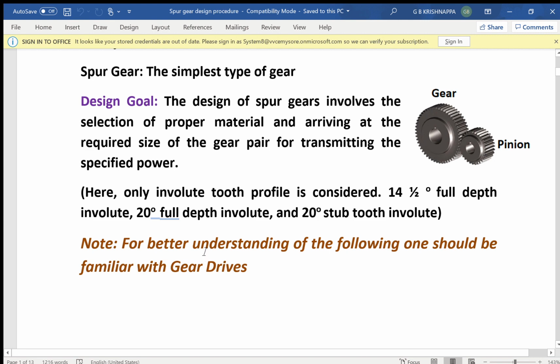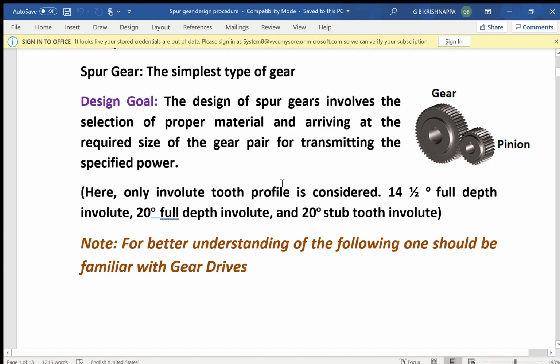In the gear drives lesson, we have studied the different types of tooth profiles, namely involute tooth profile, cycloid tooth profile, and Wildhaber-Novikov tooth profile. Out of these three tooth profiles, involute tooth profile is the simplest, and the gears with involute tooth profile are easy to manufacture and they are cheaper.